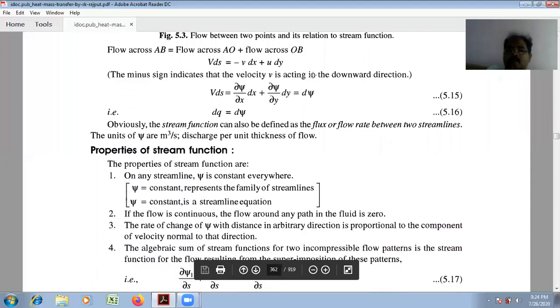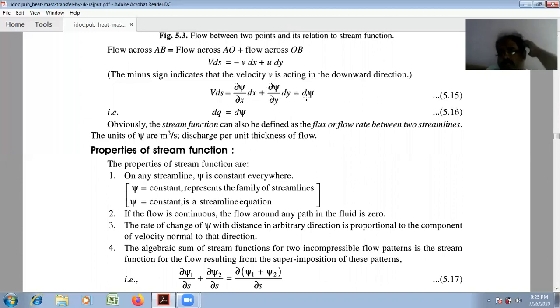Okay, so dq is a function of del psi upon del x into dx plus del psi upon del y into dy, which is equal to d psi. So dq is a function of d psi. Obviously, the stream function can also be defined as the flux or flow rate between two streamlines. The unit of psi is meter cube per second, discharge per unit thickness of the flow.